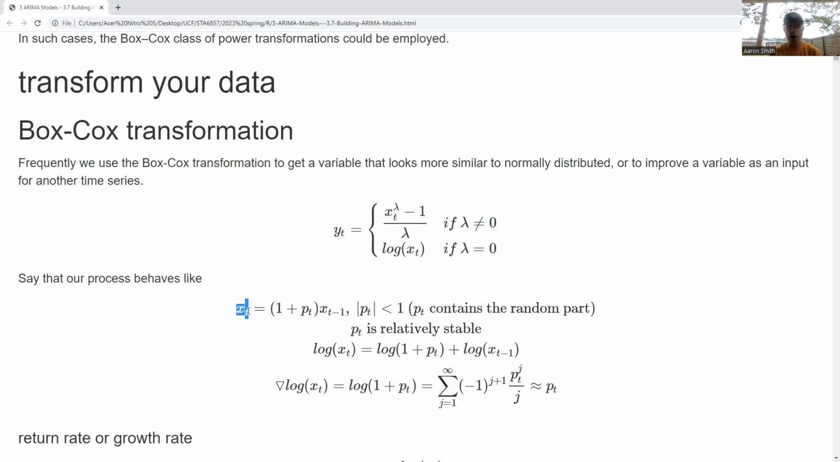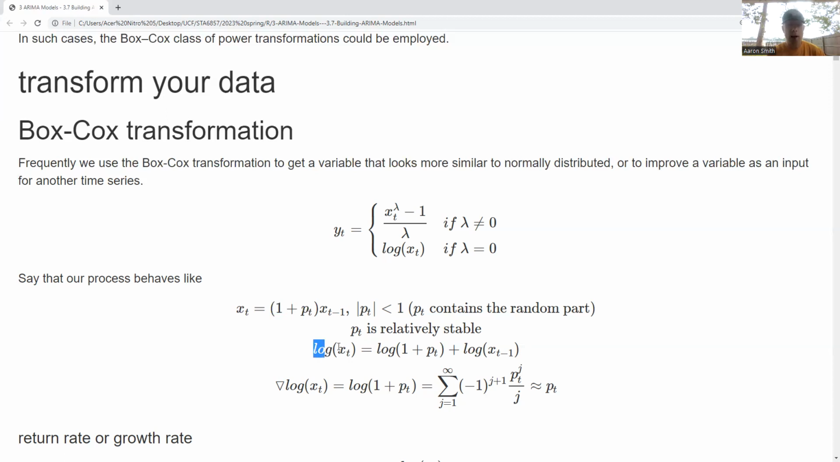Let's say that our process looks like this: x of t looks a lot like the previous observation times 1 plus some decimal value. It's a little bit bigger than 1 but less than 2, or it could be a little bit less, between 0 and 2. Now, if this other time series piece, p of t, is relatively stable, one thing I might want to consider is a log transform, because logarithms convert multiplication into addition.